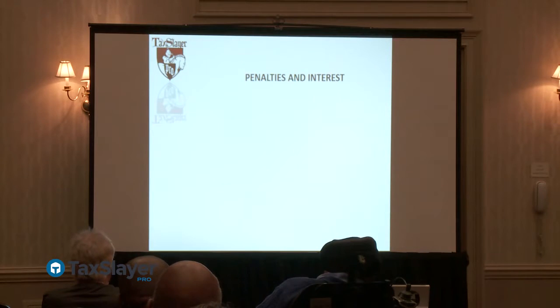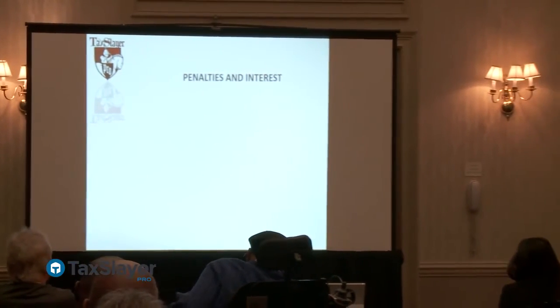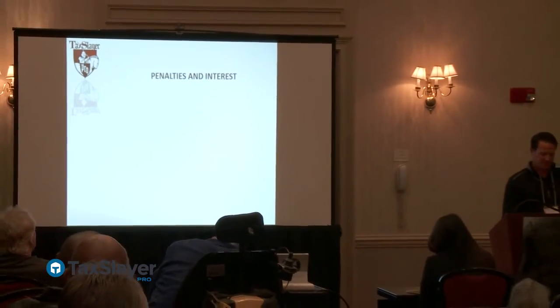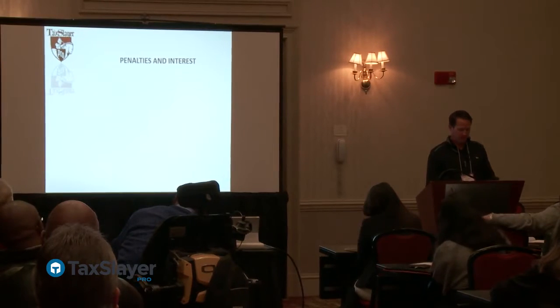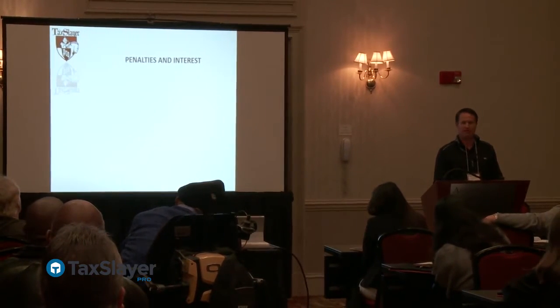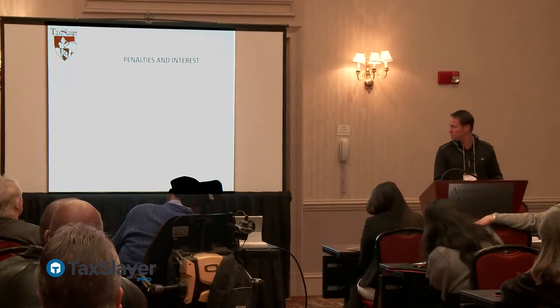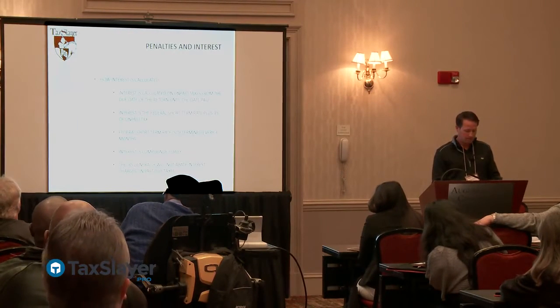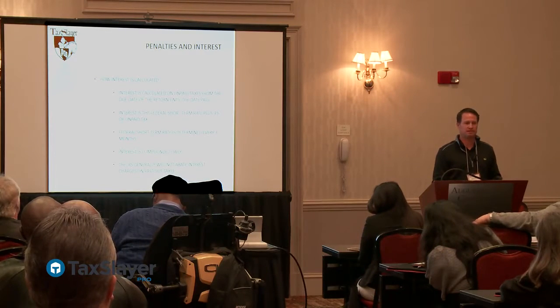Penalties and interest. How is interest calculated? Interest is calculated on unpaid taxes from the due date of the return until the date paid. Interest is the federal short-term rate plus 3% of unpaid tax. The federal short-term rate is determined every 3 months. Interest is compounded daily. The IRS generally will not abate interest charges on past due taxes.